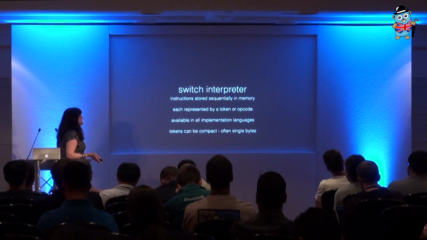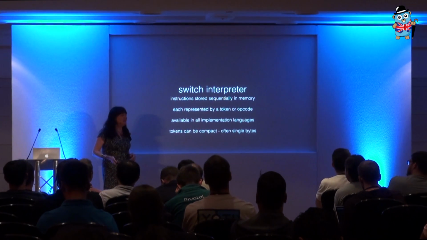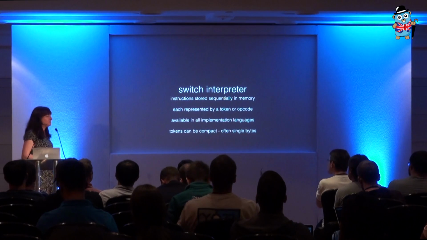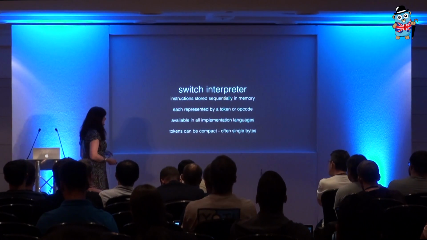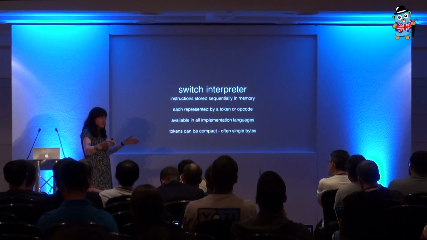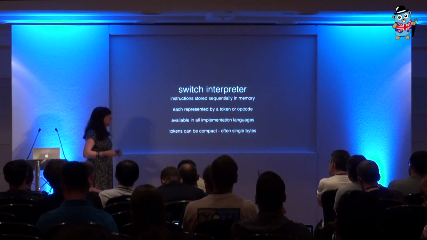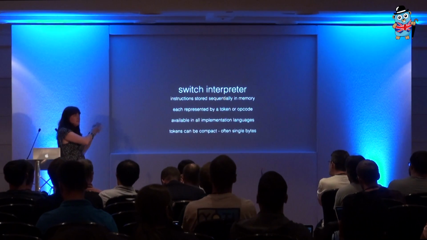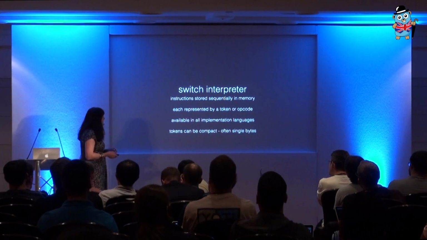So first off, this is the basic one. If you've ever done any kind of noddy programming languages course, you will have been taught how to do a switch interpreter, because it's the most obvious way to interpret instructions. So you've got a whole chunk of instructions that are stored sequentially in memory. Each is represented by some kind of token or opcode, so this is where we get the word bytecode from, because obviously you can make them bytes.